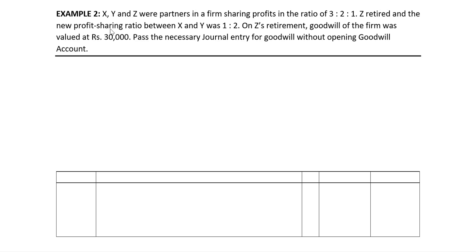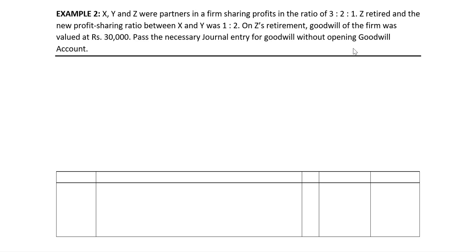Example 2. X, Y and Z were partners in a firm sharing profits in the ratio of 3:2:1. Z retired and the new profit sharing ratio between X and Y was 1:2. On Z's retirement, goodwill of the firm was valued at rupees 30,000. We are asked to pass the necessary journal entry for goodwill without opening the goodwill account.